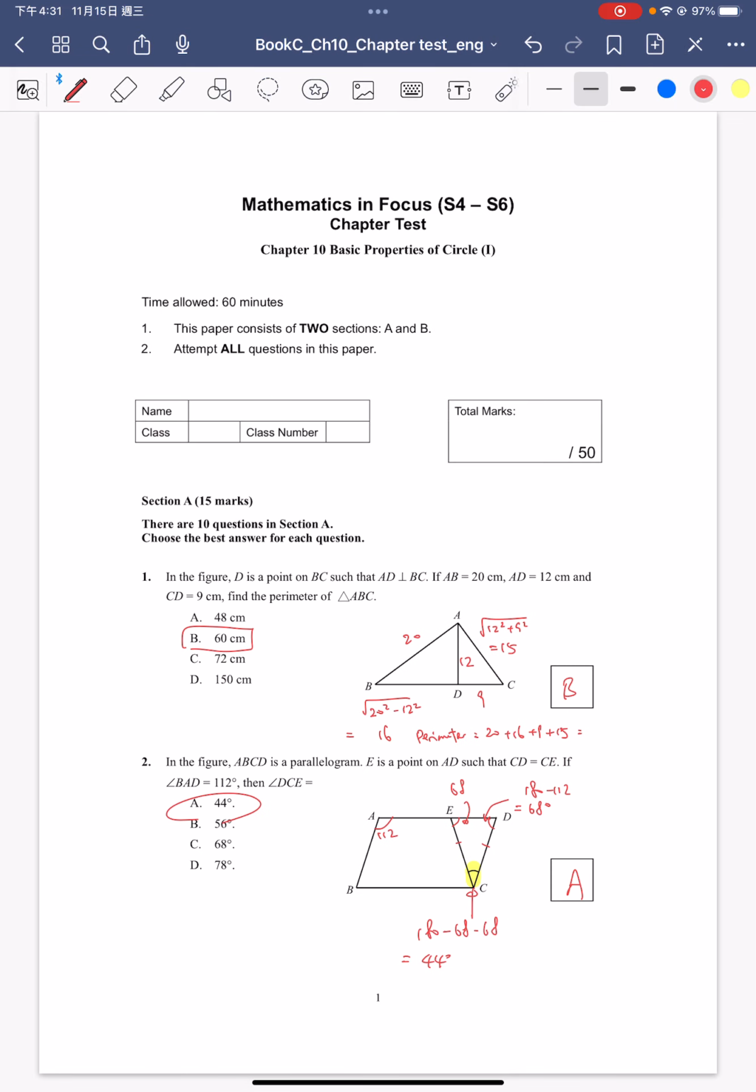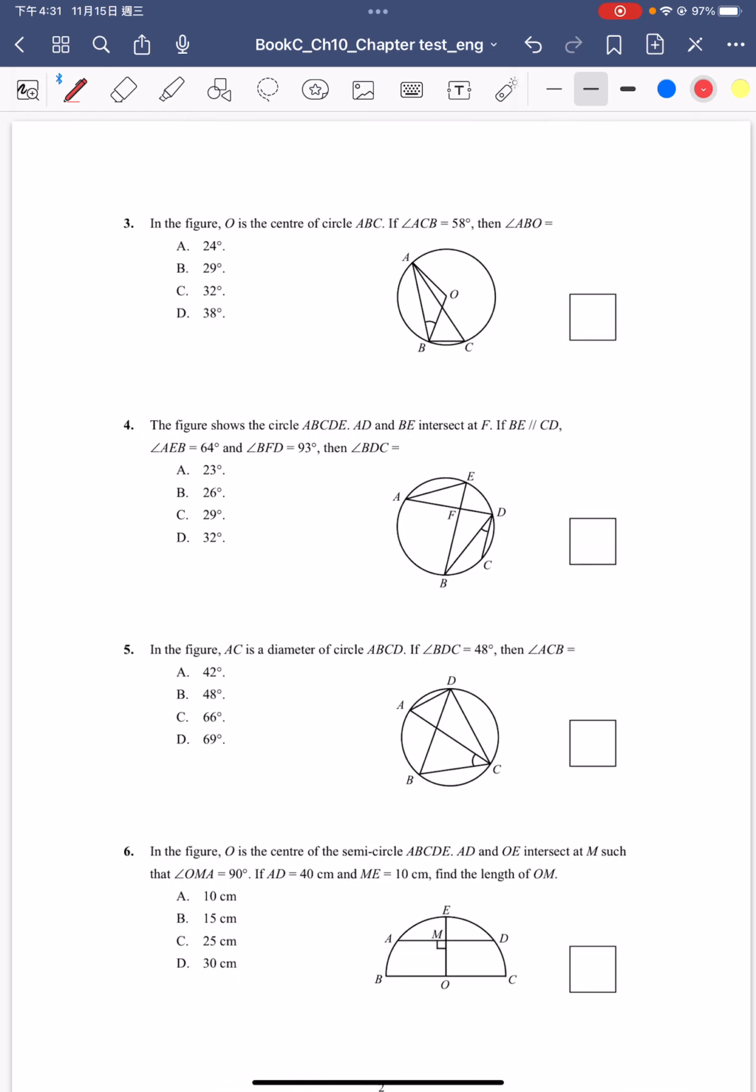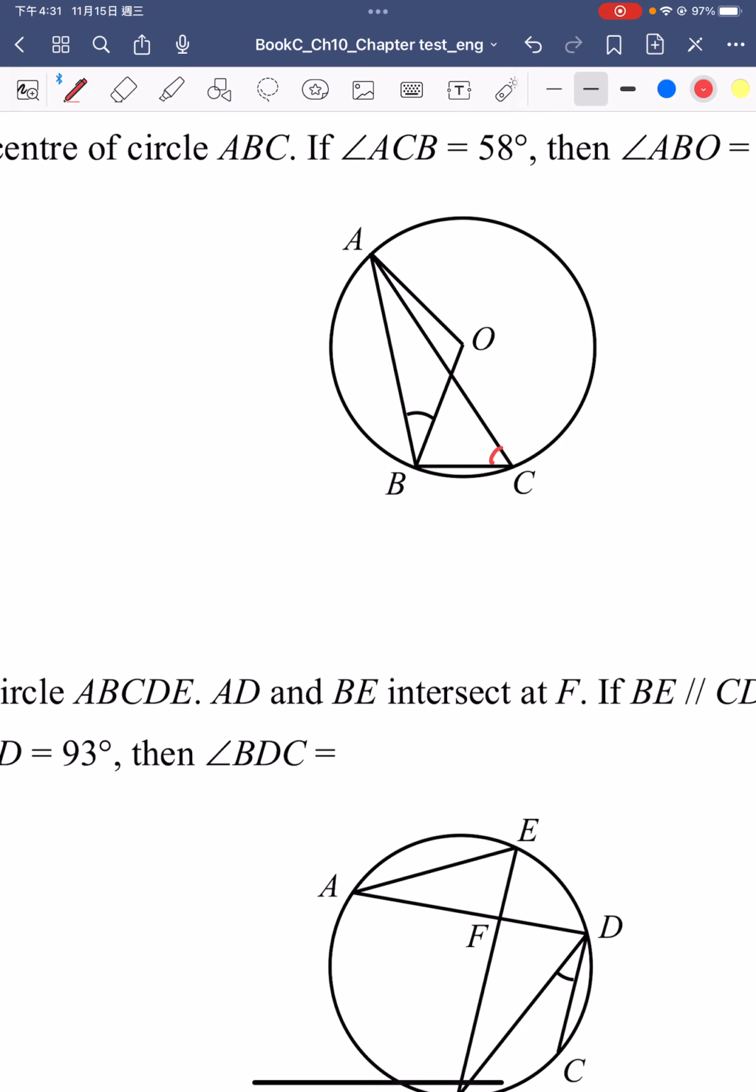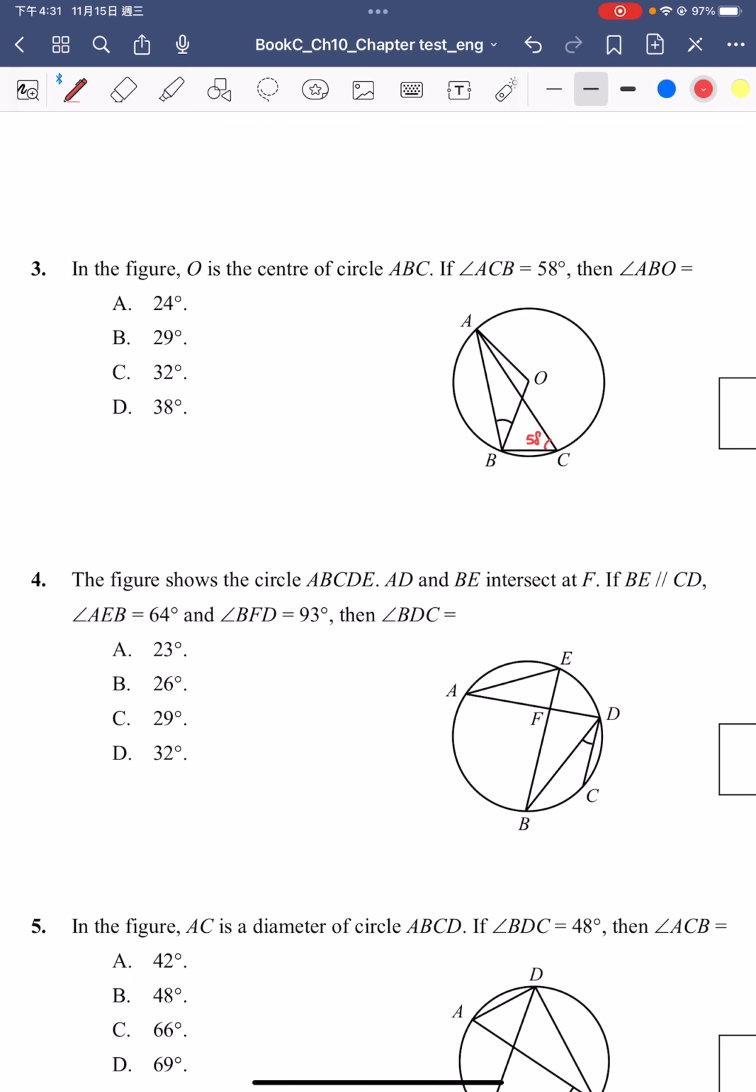Alright. So for question 3, in the figure we have O is the center, and then we have angle ACB is equal to 58. So angle ACB, where is it? Angle ACB, so that's this. So this is equal to 58. And then what we're going to find is the angle ABO. So how can we find out ABO?